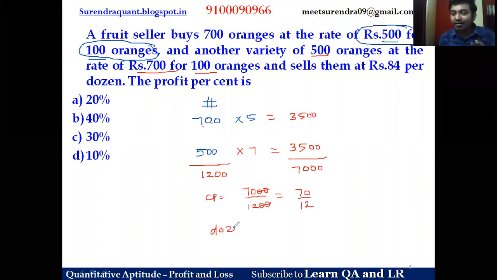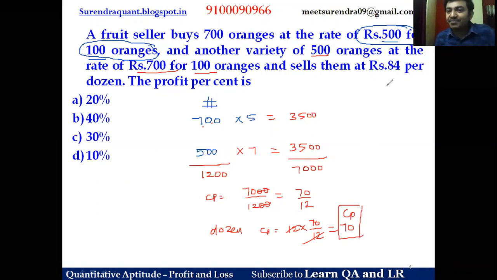What is a dozen oranges cost? One orange cost is 70 by 12. A dozen oranges cost is 70 by 12 into 12. So 12 gets cancelled. We can say 1 dozen oranges cost is 70 rupees. Friends, this is the cost price of 1 dozen oranges. What is the SP of 1 dozen oranges? 84 rupees, right? So SP of 1 dozen oranges is 84 rupees. Now CP is 70, SP is 84. There is 14 rupees profit on every dozen oranges.